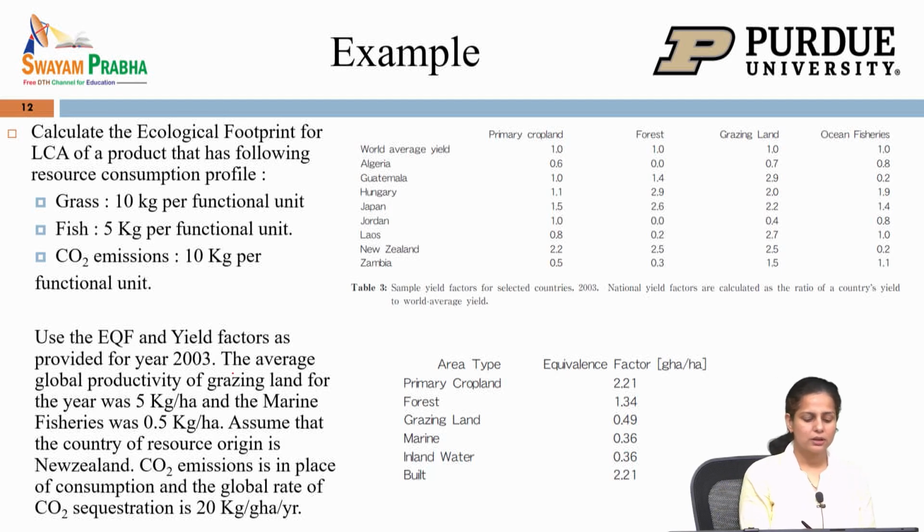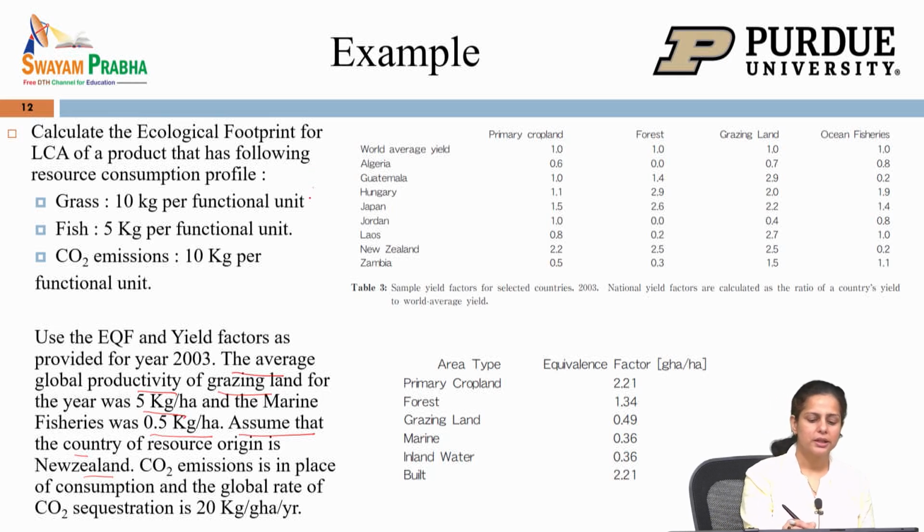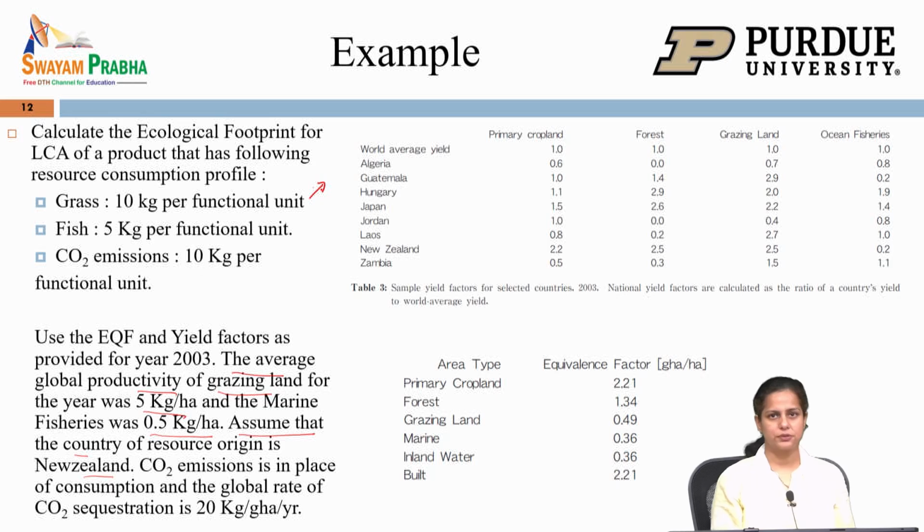We are also giving the average global productivity of grazing land as 5 kg per hectare, and the marine fisheries was 0.5 kg per hectare. So, you also know the productivity in terms of per unit land. And we are asking you to assume that the country of resource origin is New Zealand. So, take 30 seconds and let us just calculate the ecological footprint associated with grass first.